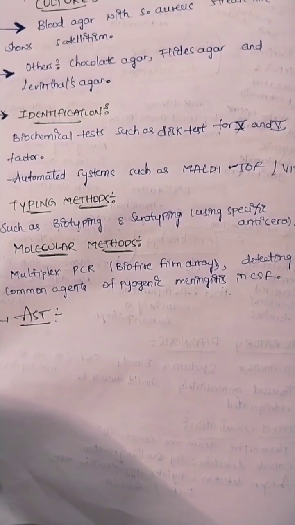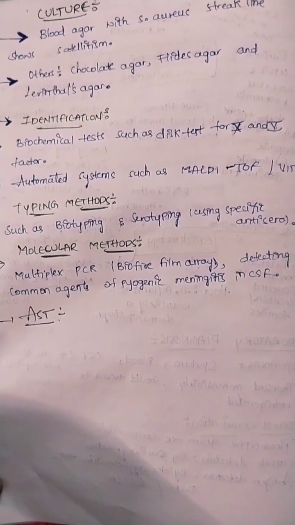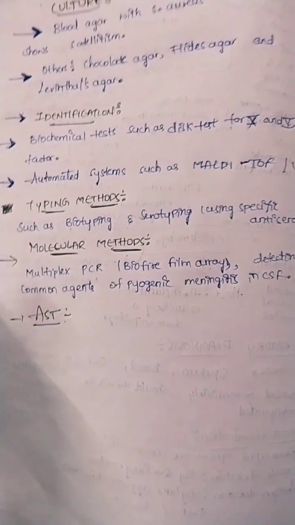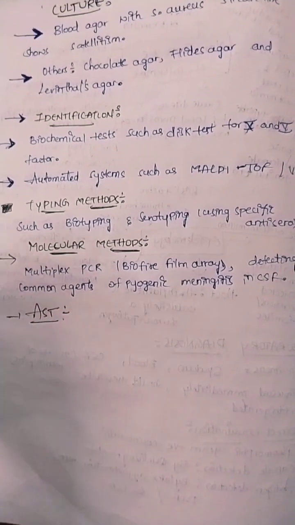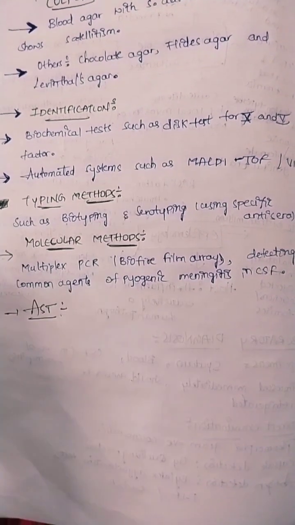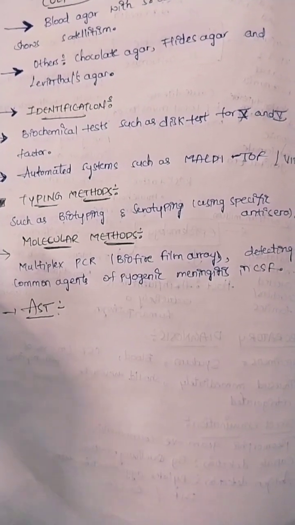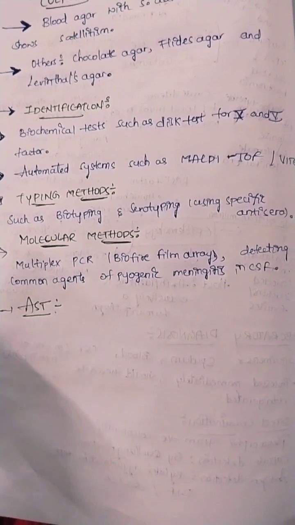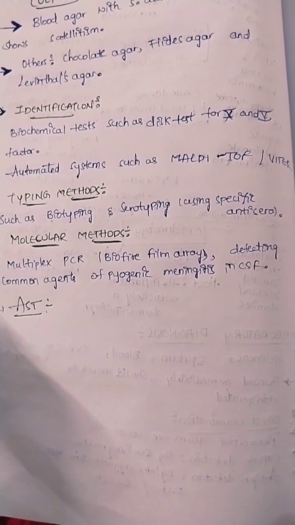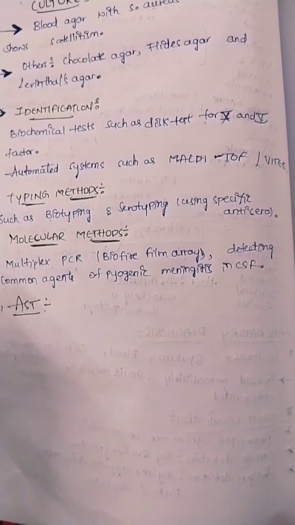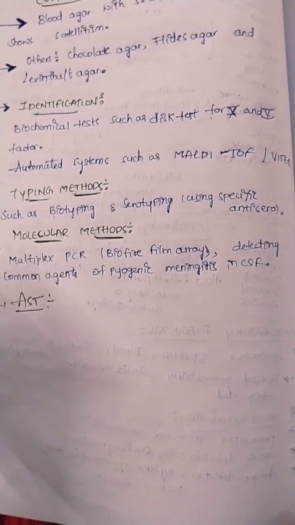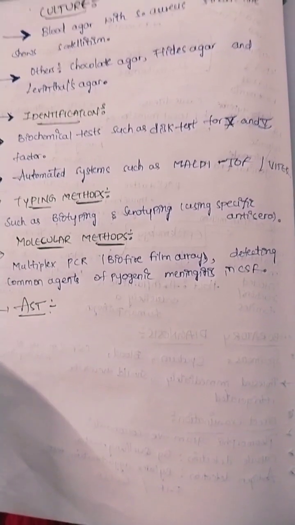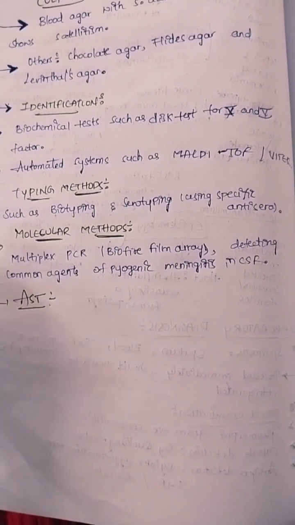Other cultures will be chocolate agar, because on chocolate agar the blood is heated and the RBCs get lysed, and the intracellular NAD comes outside. NAD is the factor 5 which is required for the growth of Hemophilus influenzae. So chocolate agar is useful for growing Hemophilus influenzae without the need for Staphylococcus aureus also. And Fildes agar and Levinthal agar are special culture media.